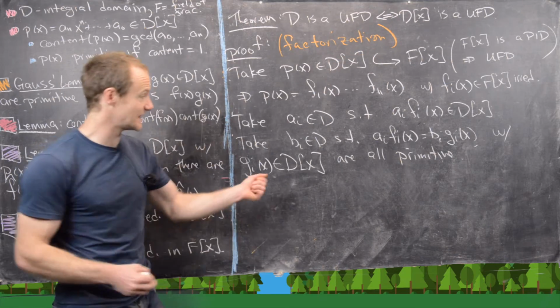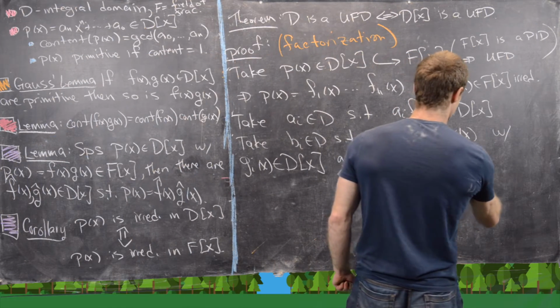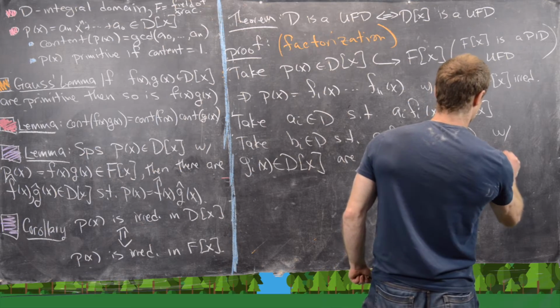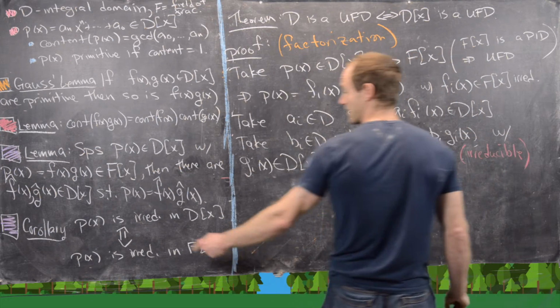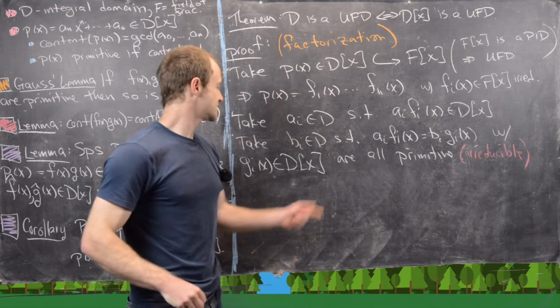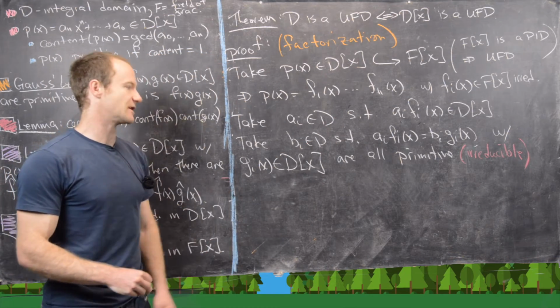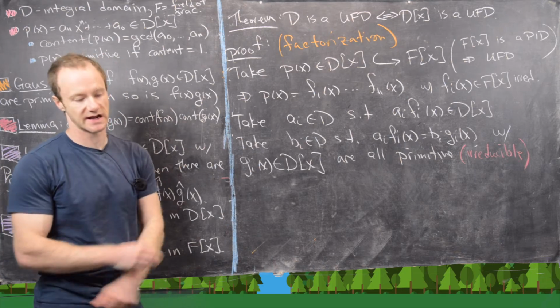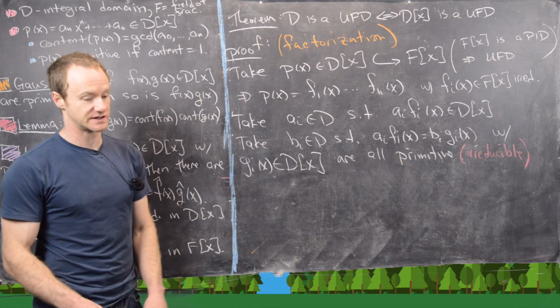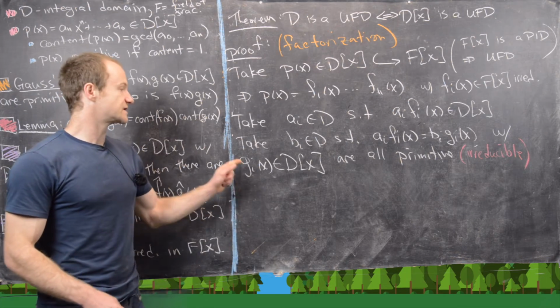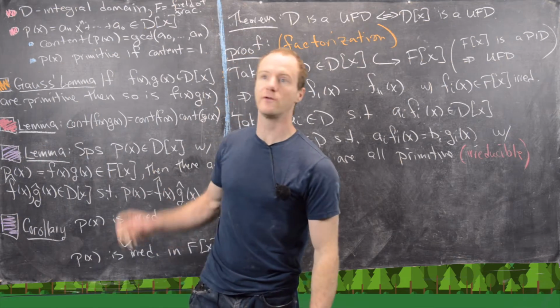Okay, so now the next thing we want to notice is that these are irreducible by the corollary to this lemma. So notice they're irreducible inside of F adjoin x, which makes them irreducible inside of D adjoin x. So that's super important to notice as well. Okay, great. So now we're going to mimic what we did in the proof of this lemma.